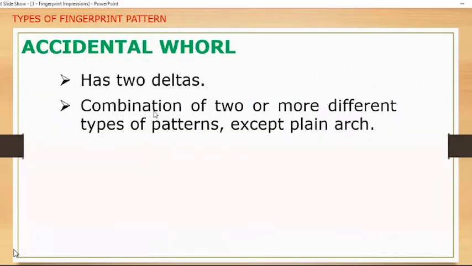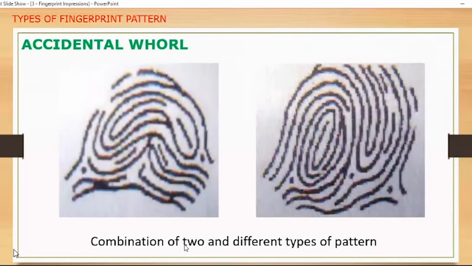Accidental wall has two deltas and a combination of two and more different types of pattern with the exemption of the plain arch. That is a combination of seven types of pattern. At least dalawa, diba? Combination of two and more different types of pattern among those seven types because plain arch is hindi kasama.